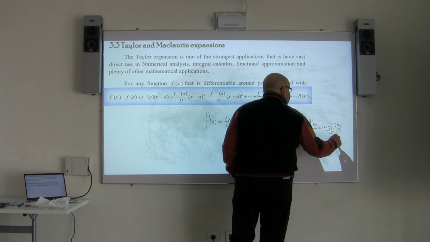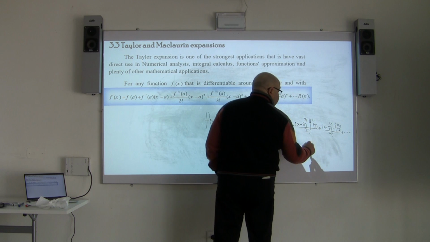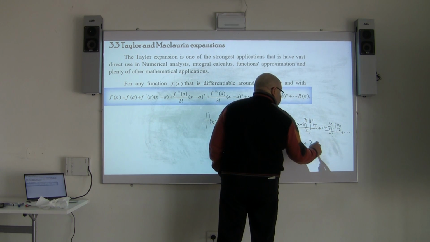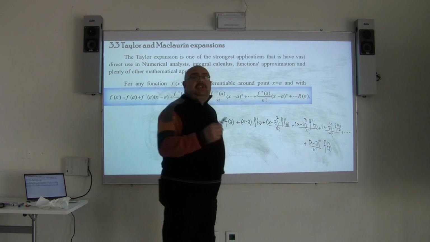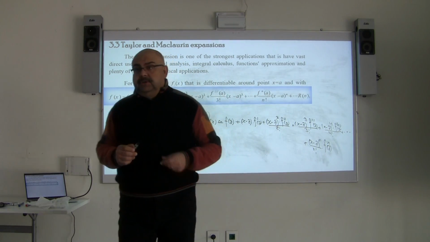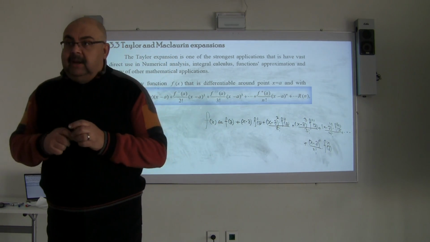and so on till you reach x minus a to the power of n divided by factorial n times f n at a. This is the general law of your expansion. ماشي؟ طبعا خلي بالك سهل جدا.